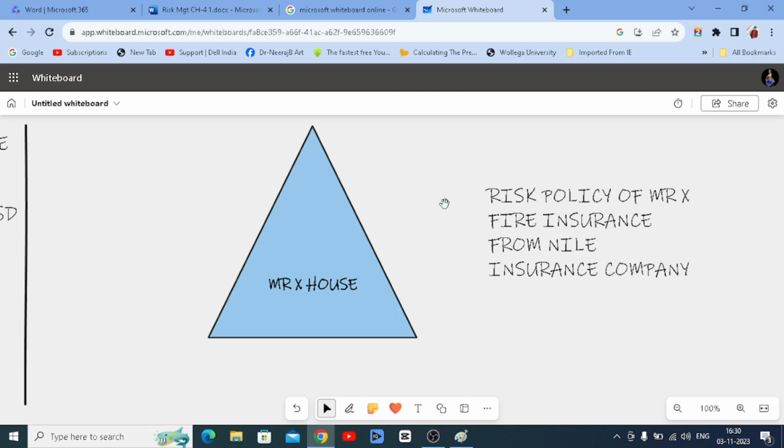If there was no earthquake and there was a spark and there was some problem in the house by chance, then definitely the claim has to be given. But all this happened because of the earthquake, and earthquake is not covered in this insurance policy, so the claim will be denied because of the proximate cause.